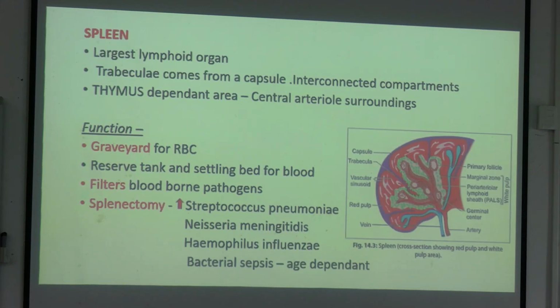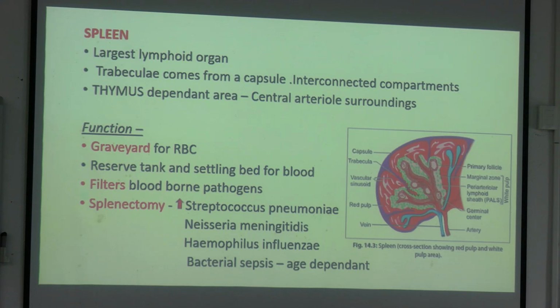The next organ is the spleen. What is the spleen? It is the largest lymphoid organ. Yes. So, the spleen is divided by trabeculae. It forms a capsule, and there is again a thymus dependent area, that is the central arterial surroundings. Okay. See, the spleen is called the graveyard for RBCs. So, all the RBCs are destroyed in the spleen only.